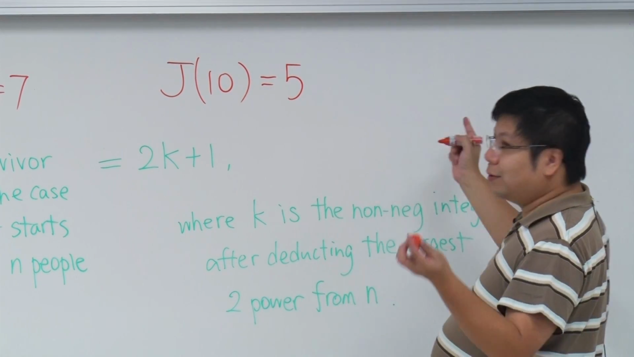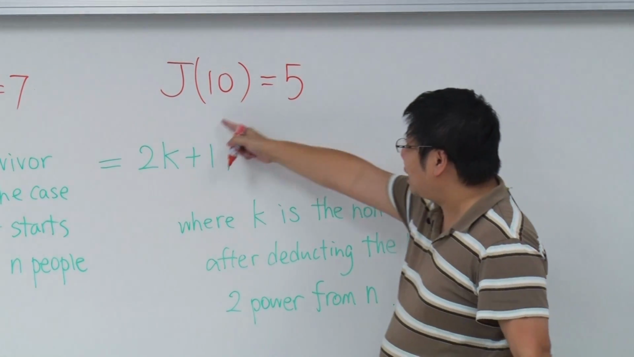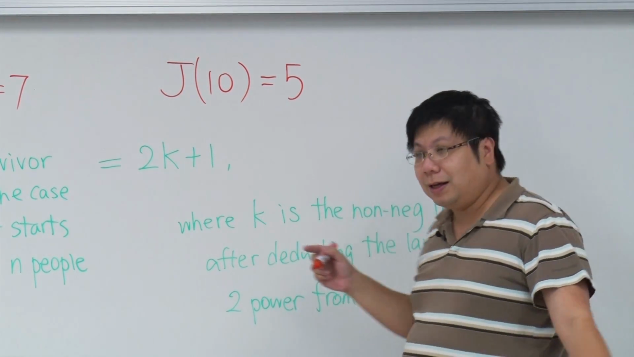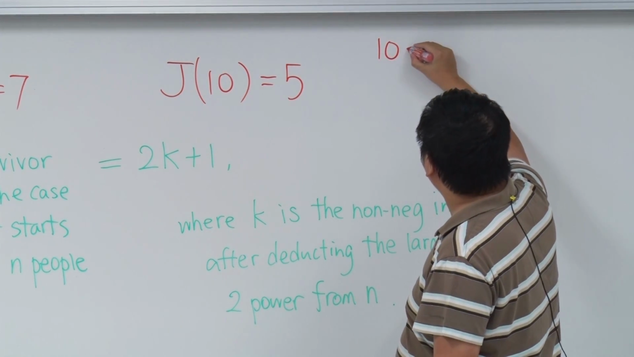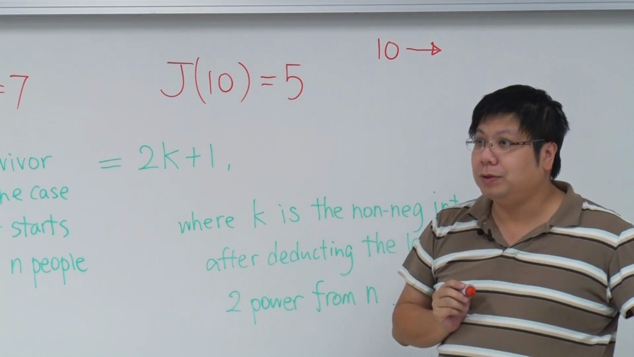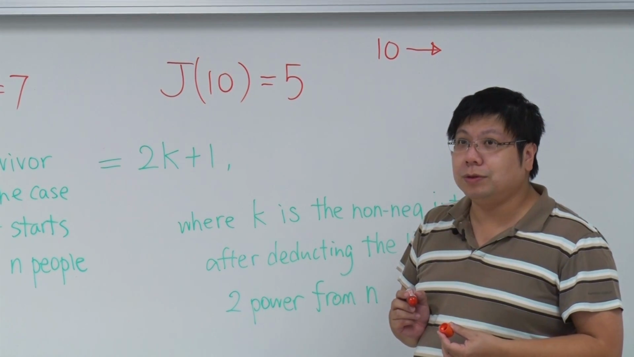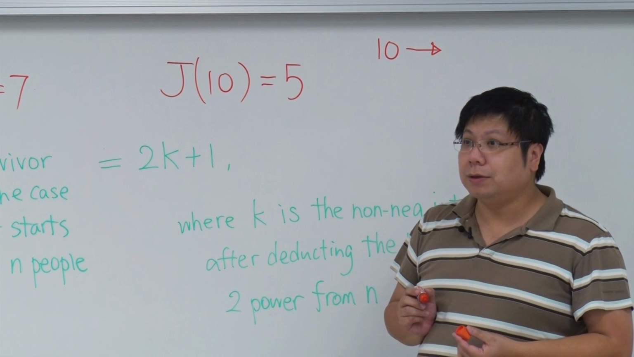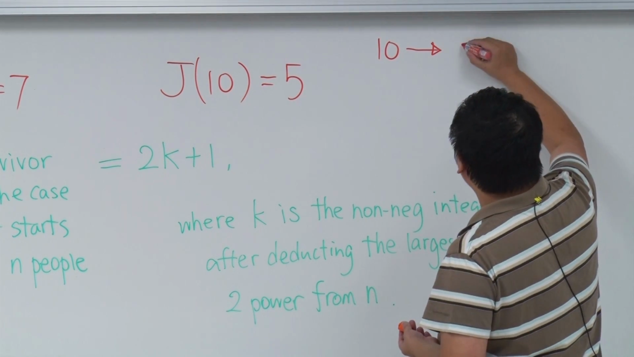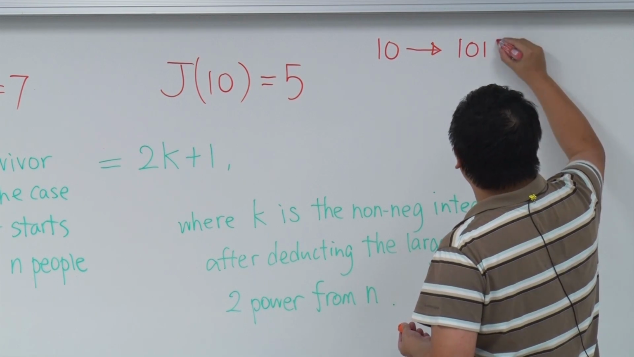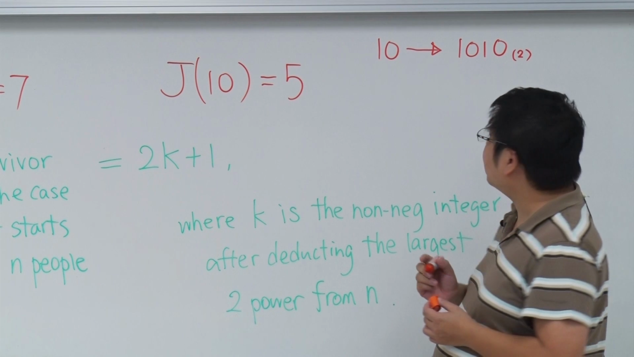Amazingly, this is difficult to see, what is meant by this 2k plus 1 thing. If you give me a number, let's say 10, I would first transform it to a binary number. 10 in terms of binary is equal to 8 plus 2, which is 1, 0, 1, 0.